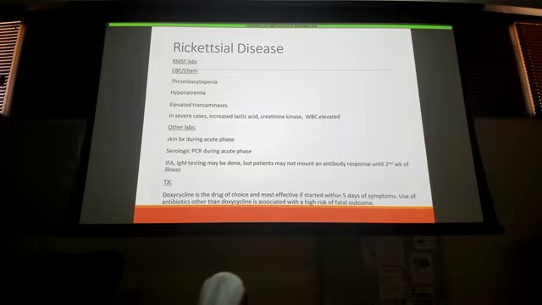All right, some non-specific labs, thrombocytopenia should make sense. We don't have the thrombocytes, hyponatremia, elevated transaminases. You could even have an elevated lactic acid, creatine kinase, or white blood cells. Look at the bottom, Doxy is the treatment. Doxy is a great treatment for rickettsial diseases.